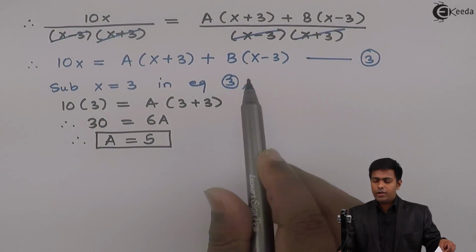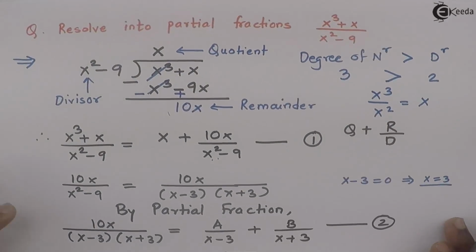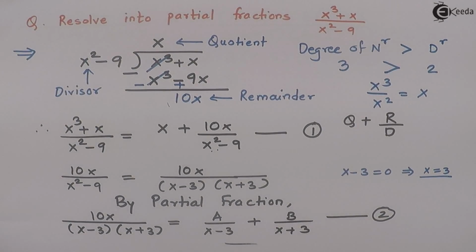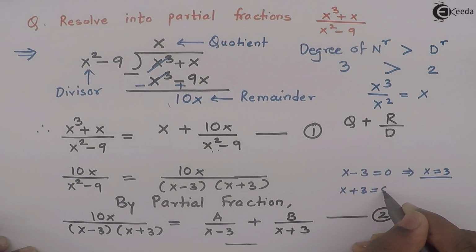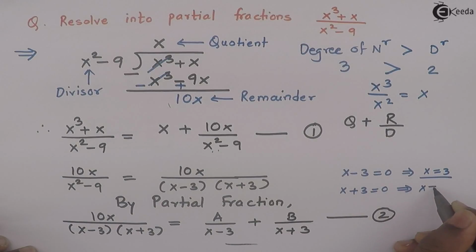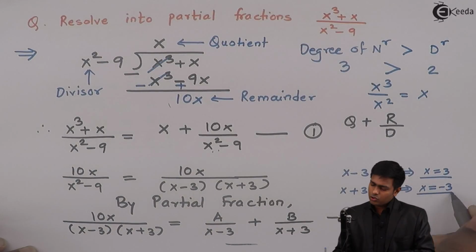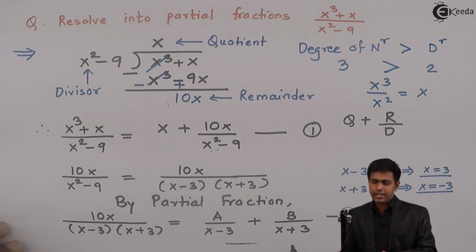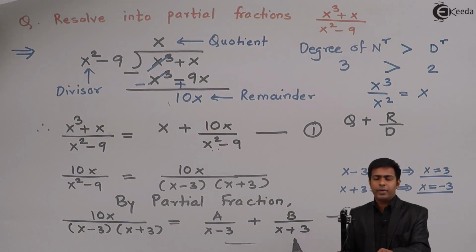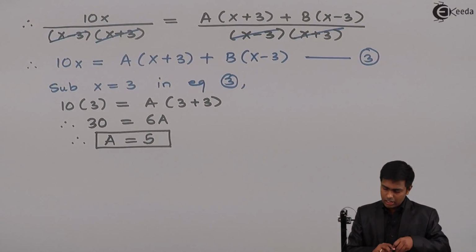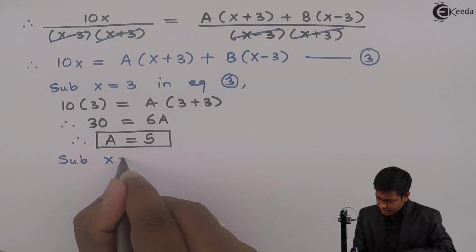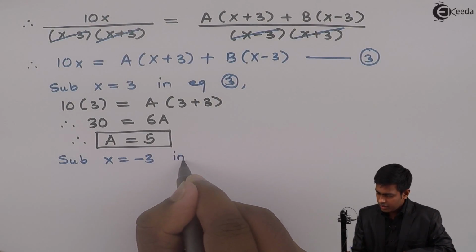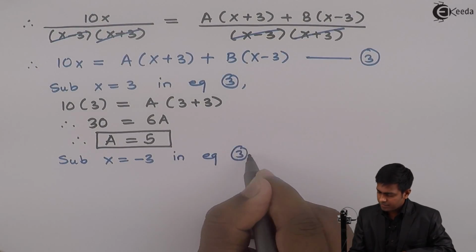Now to find out the value of b, we will assume the denominator of b as 0. So the denominator of b is x plus 3. If we assume it as 0, it will give us x as minus 3. So by substituting x equal to minus 3, we will get the value of b. So here I will say substituting x equal to minus 3 in equation number 3.